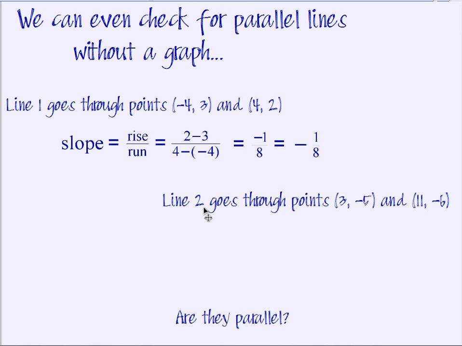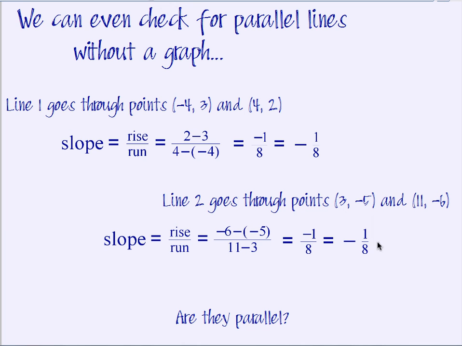Now I want to look at line 2. Line 2, I'm going to do the same thing. I'm going to call this x1, y1 and x2, y2, and I'm going to put it into my slope formula. Negative 6 subtracting a negative 5 and 11 subtract 3. When I calculate, I get another negative 1/8 slope. So looking at my two slopes, they are exactly the same.